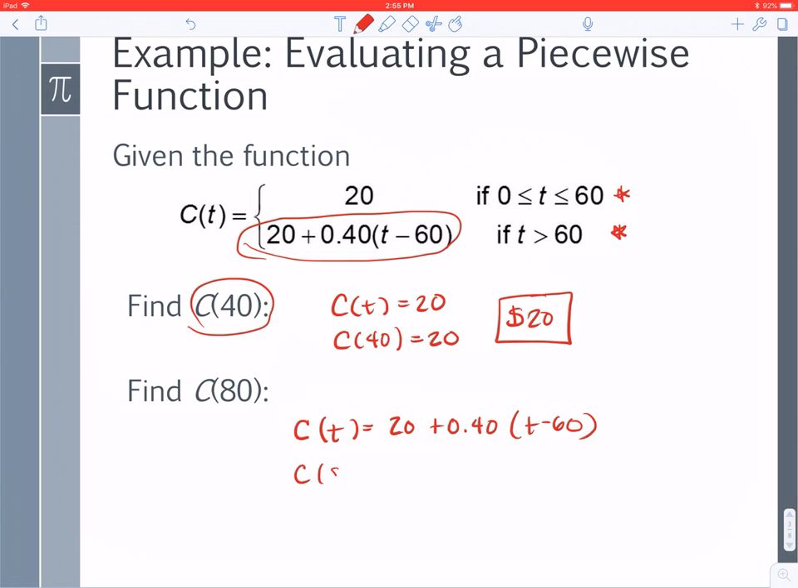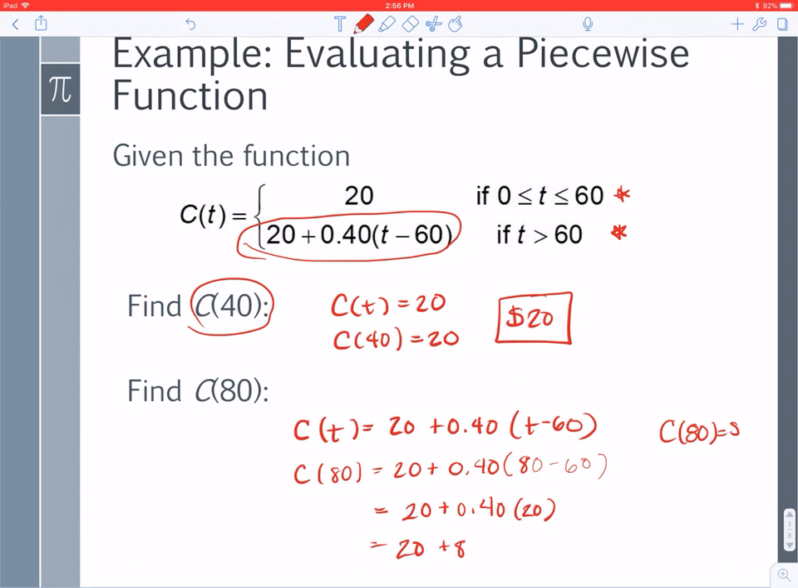Okay, so C of 80 would be 20 plus 0.4 times 80 minus 60. All right, so let's calculate the math here. 80 minus 60 is 20. 0.4 times 20 would be 8. So this is going to cost us $28. So if I use 80 minutes of time on my phone plan, it's going to cost me $28.